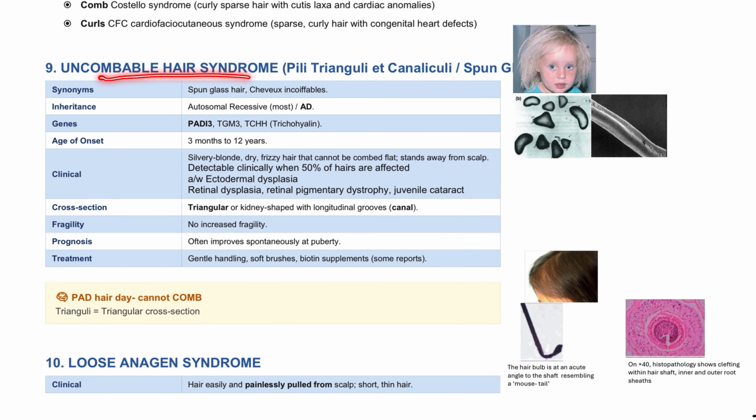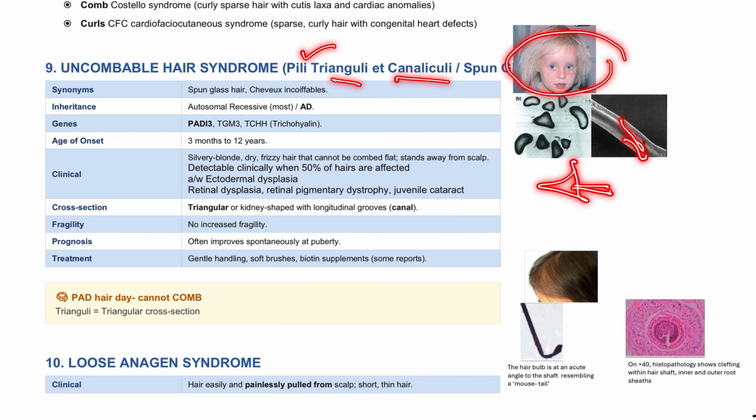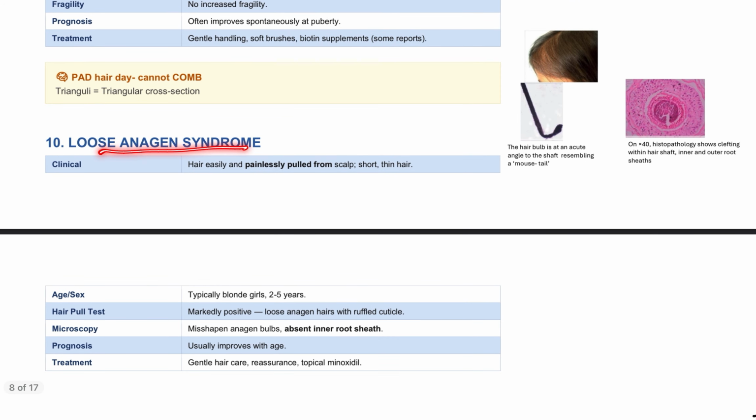Next is the uncombable hair syndrome, which is also known as pili trianguli et canaliculi. So triangular cross section with a canal, and the hair will be seen like silvery blonde dry frizzy hair, but it often spontaneously improves at puberty, and it is mostly an autosomal recessive disorder. And we have to remember the gene by pad hair day, which means uncombable hair. So the PADI3 gene is involved.